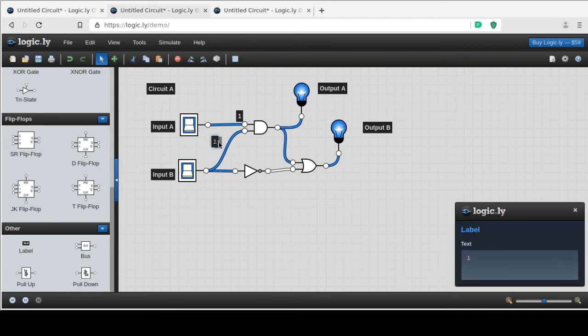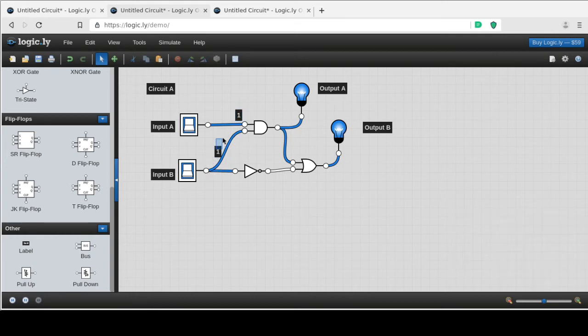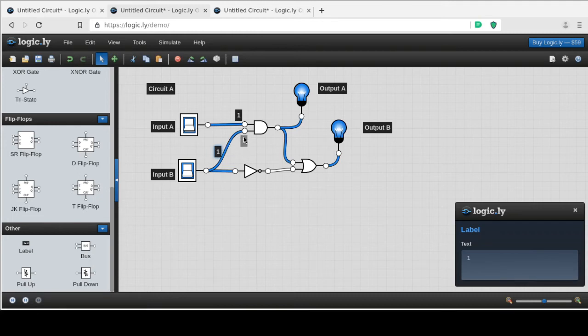Okay, this top one here is coming from switch A. This bottom one is coming from switch B. Okay, and so if you feed a 1 and a 1 into the AND gate, what comes out? Well, what comes out is a 1, like that. Now where does that 1 go?